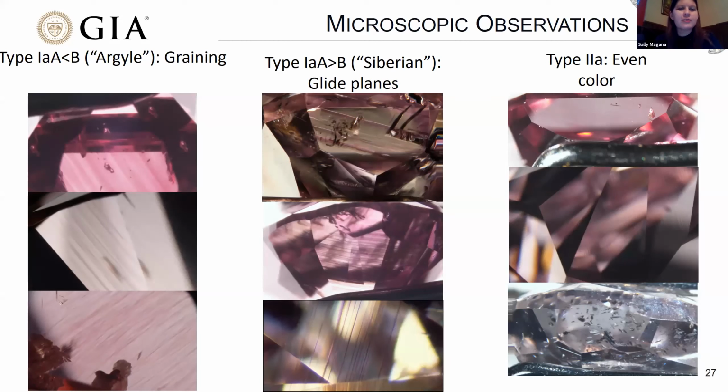Another interesting thing is we can determine what the diamond type is by and large from looking at the microscopic and gemological characteristics. Those pink diamonds from the Argyle mine are by and large type 1A, where the A centers are less than the B centers. The Siberian diamonds have quite a bit of nitrogen, where the A outnumber the B. And then those type 2A diamonds have very even coloration. You don't see the graining and those color concentrations like you do in the Argyle and the Siberian.